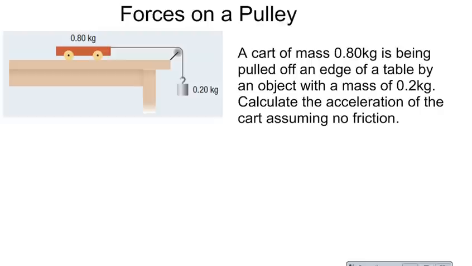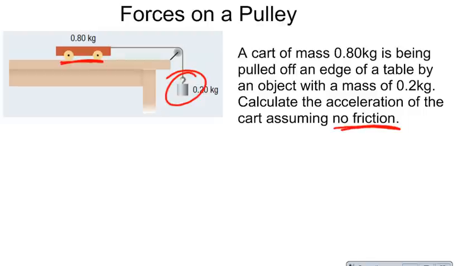The topic of the lesson today is forces on a pulley. What we're taking a look at is a cart attached by a rope to a mass, and this mass is being held over a pulley. What's going to happen if this weight is allowed to free fall? What is the acceleration going to be of this cart? We're assuming right now there's going to be no friction.